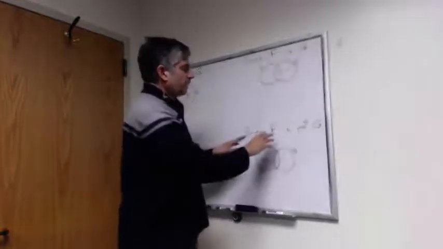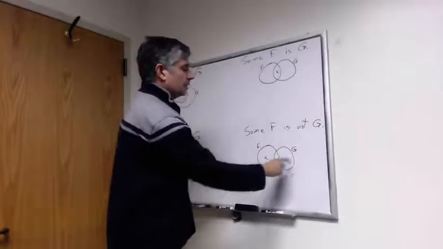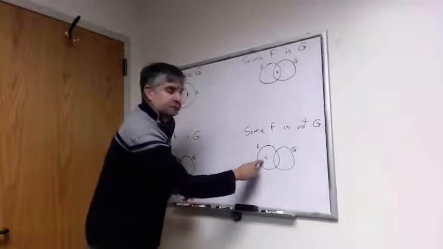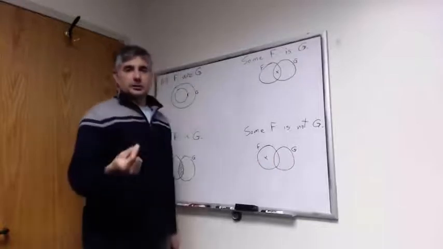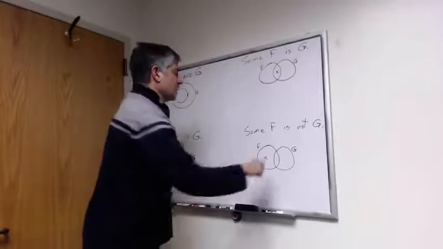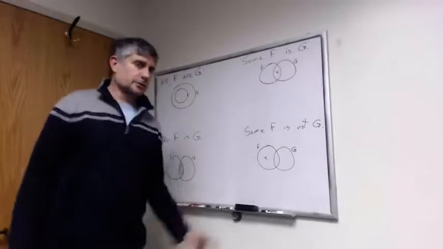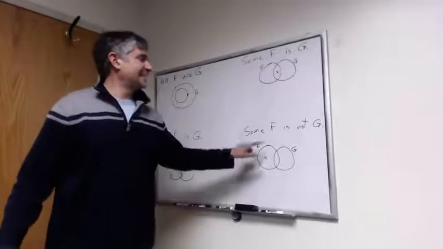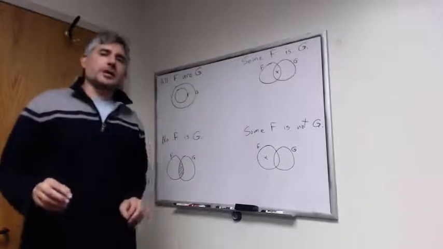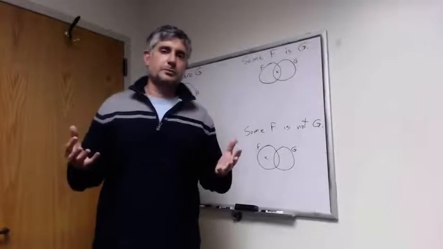Finally, if we want to represent the claim that some F is not G, then we could draw the F circle and draw the G circle overlapping it, but mark a spot inside the F circle but outside the G circle. That way we're showing that there is something, whatever exactly it is, that is in the F category, but it's outside the G category. So some F, whatever it is, is not a G. And that's how we can use Venn diagrams to represent different relationships that we could claim to hold between categories.